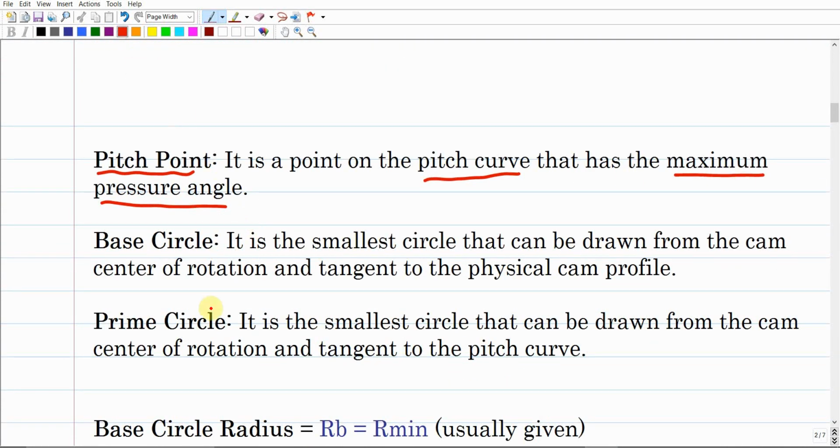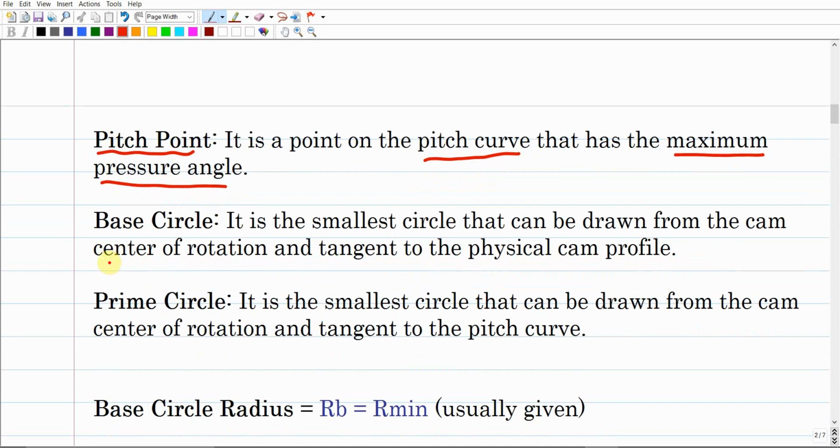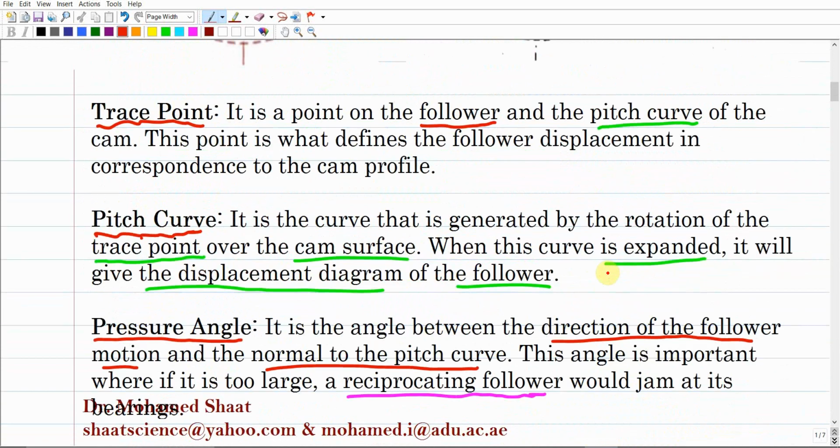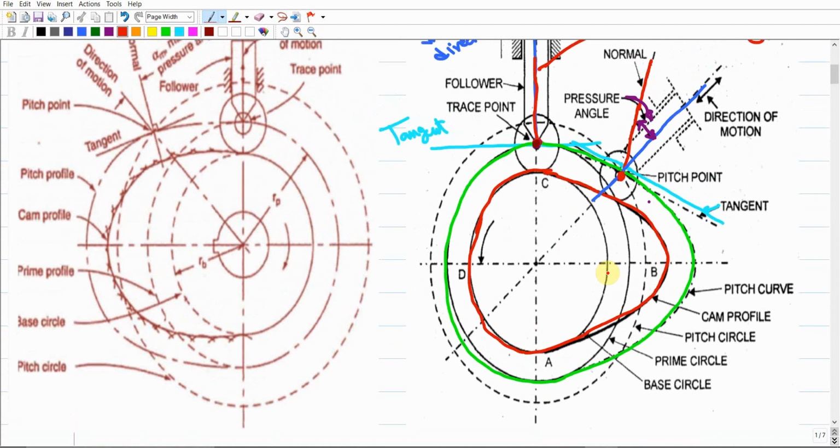Make sense? The next thing that we're going to discuss here is the base circle. The base circle is simply the smallest circle that can be drawn from the cam center of rotation, and it should be tangent to the physical cam profile. So going back to the drawing, it should be the smallest circle that we can draw from the center of rotation of the cam, and it should be tangent to the actual cam profile. The red thing is the cam profile, and this is the center of rotation of the cam.